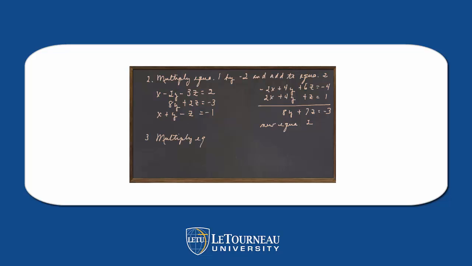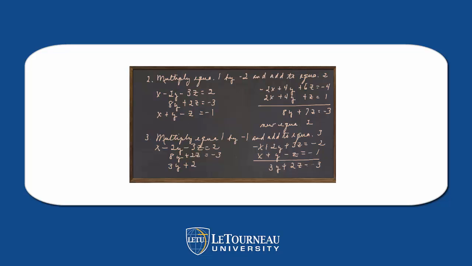Step 3, we're going to multiply equation 1 by negative 1 and add it to equation 3. So we get minus x plus 2y plus 3z equals minus 2, x plus y minus z equals minus 1, and we get 3y plus 2z equals minus 3. So we write our equations down again. 8y plus 2z equals minus 3, 3y plus 2z equals minus 3. And then we notice, I think there's a mistake. I didn't copy right. That should have been 8y plus 7z equals minus 3. So I think we've got all the errors fixed now.